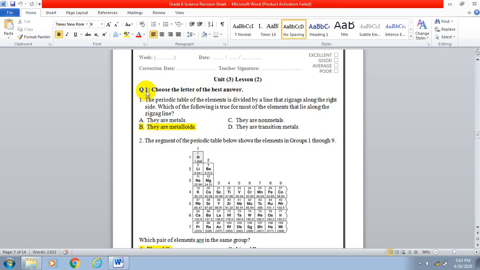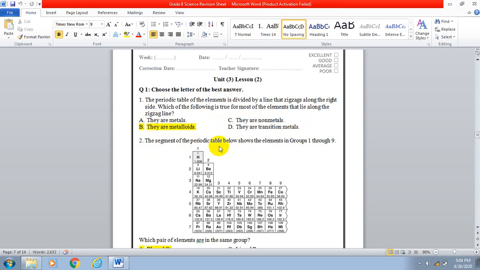Let's start. Question 1. Choose the letter of the best answers. The periodic table of the elements is divided by a line that zigzags along the right side. Look at this zigzag. Which of the following is true for most of the elements that lie along the zigzag line? A, they are metals. B, they are metalloids. C, they are non-metals. D, they are transition metals. So the option is they are metalloids.